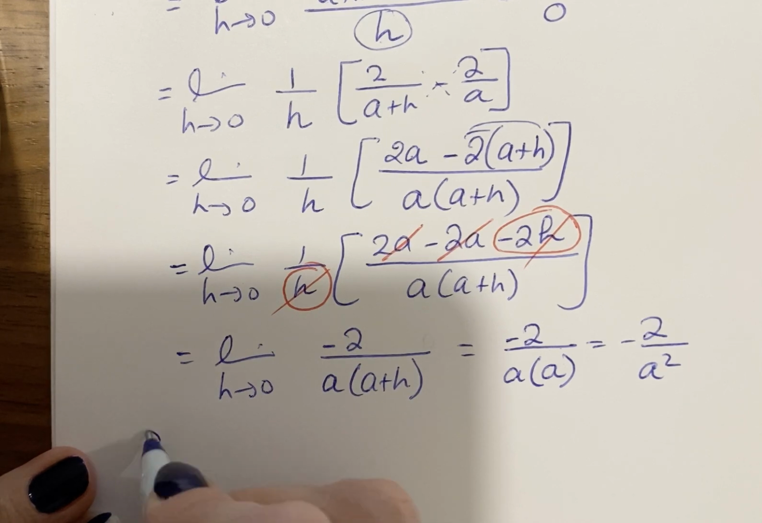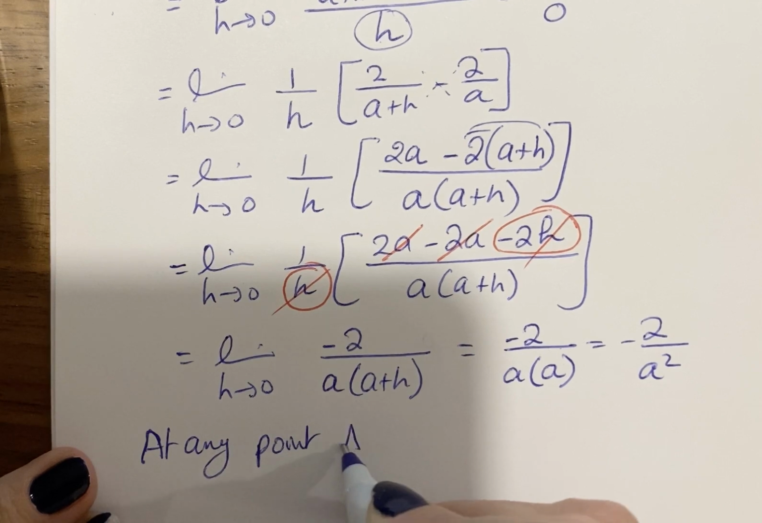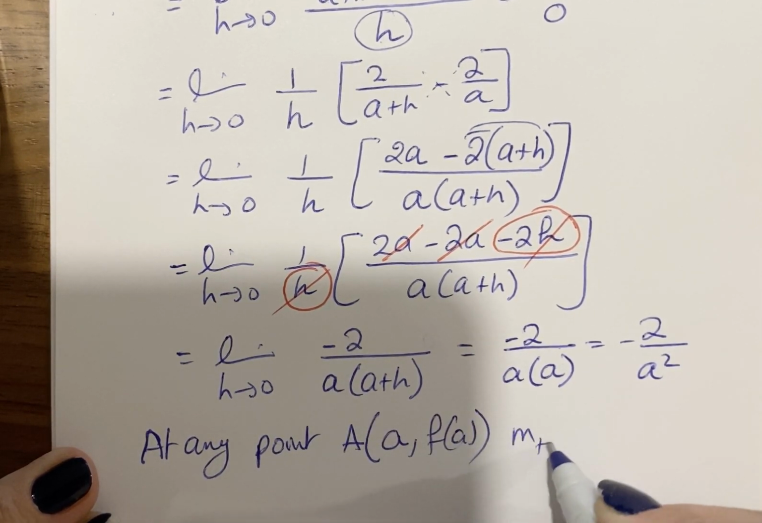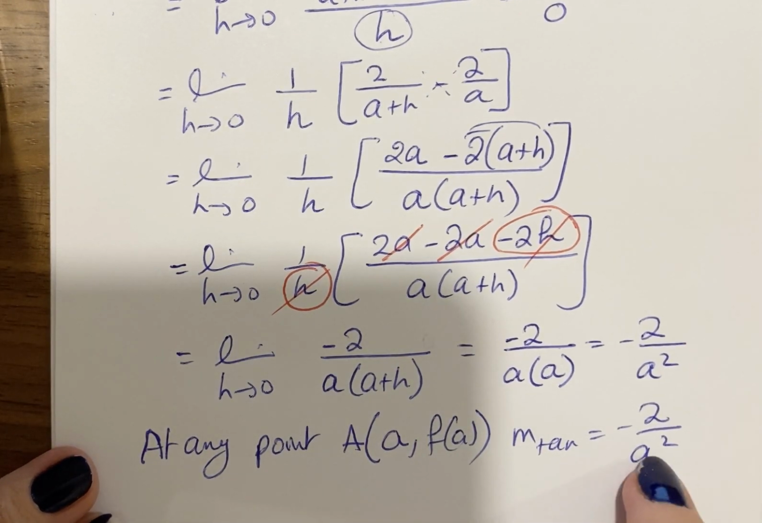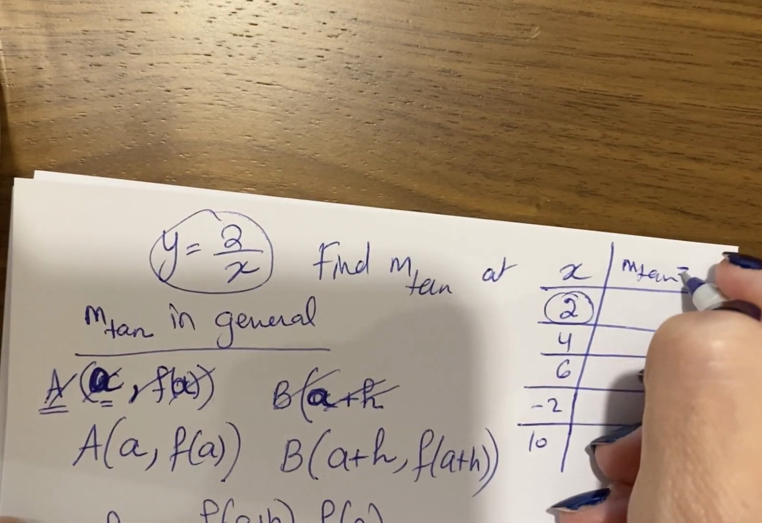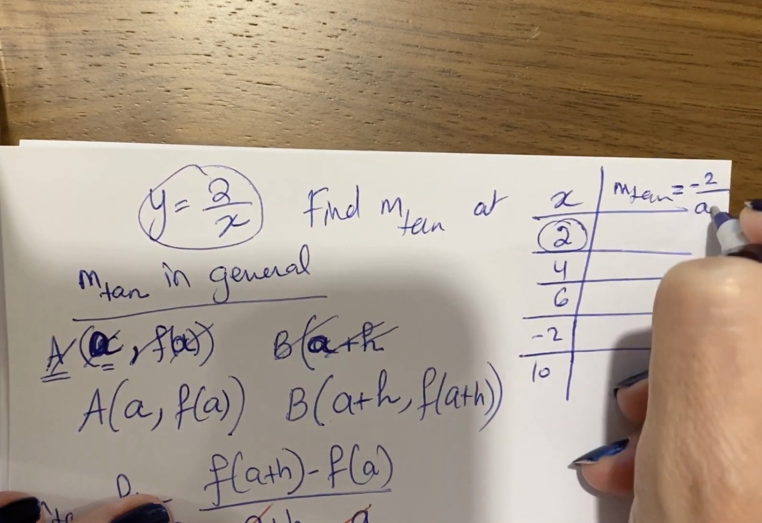So at any point a with coordinate a, f of a, what did the slope of the tangent turn out to be? Minus 2 over a squared. So this now allows us to choose all those x values. What's the slope of the tangent? Obviously, according to the formula, minus 2 over a squared.